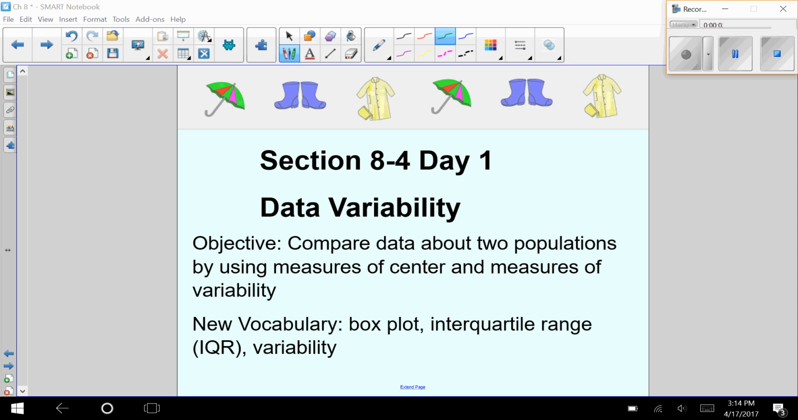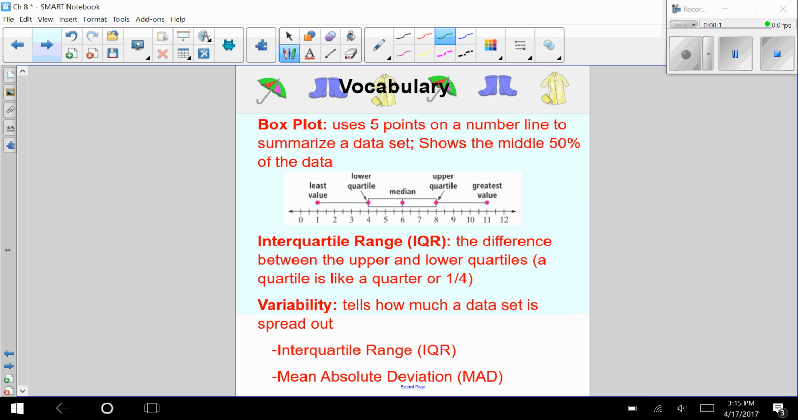This is section 8.4, day 1, data variability. Our objective today is to compare data about two populations by using measures of center and measures of variability. Let's start with our vocabulary.